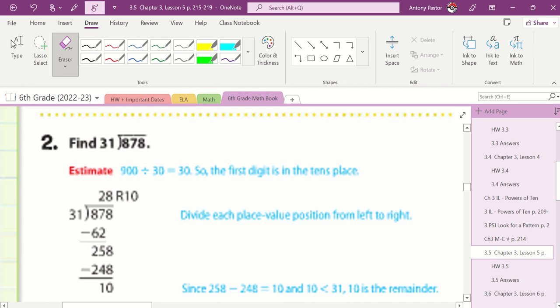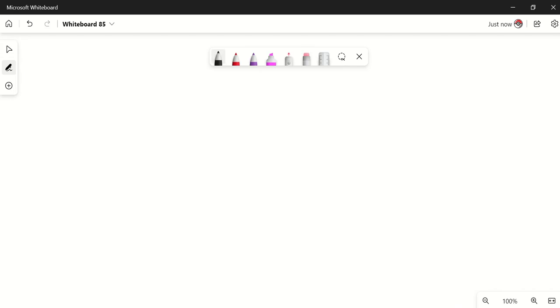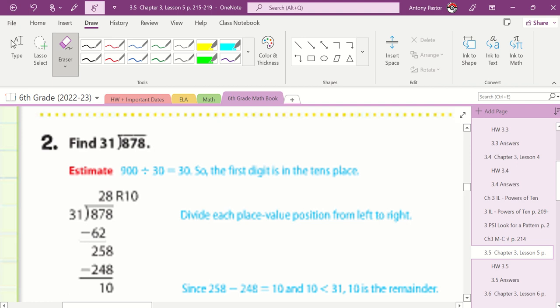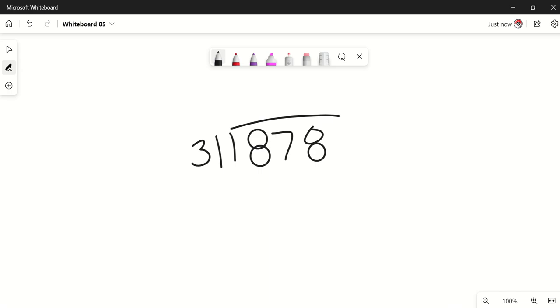So again, 878, sorry, 878, and I believe it's being divided by 31, but I'm going to double check before I do my work. It is being divided by 31. So when you have multi-digits on the outside, I can't do 1 by 1. I have to do 31 going into each number.